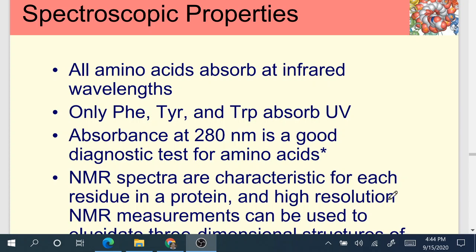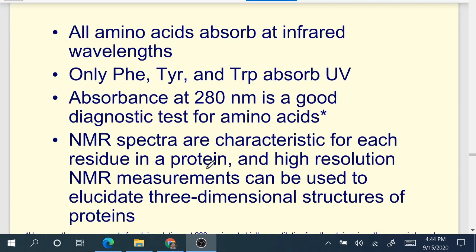So all amino acids absorb in the IR, so you can use IR to get an idea of that. So phenylalanine, tyrosine, and tryptophan absorb in the UV. So absorbance at 280 is good for amino acids or for proteins in order to get a rough quantitative analysis of proteins. NMR is used to characterize each residue in a protein.